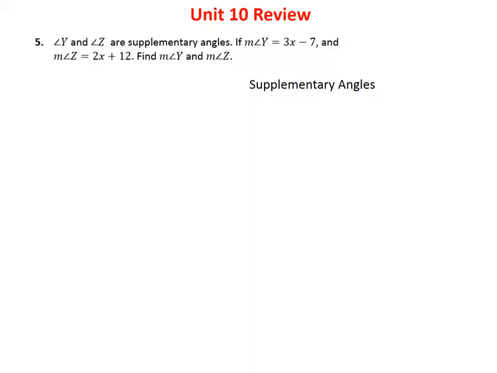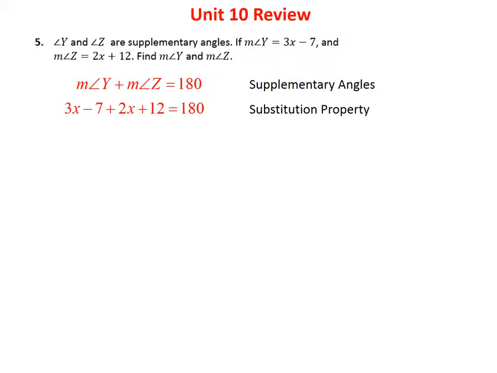First of all, because they're supplementary angles, these 2 angles, their measures add up to 180. So measure of angle Y plus measure of angle Z equals 180. So let's substitute in for each of these their algebraic expressions. The measure of angle Y is 3x minus 7, and the measure of angle Z is 2x plus 12. And now we're going to solve for x. We need to find x in order to find the measures.